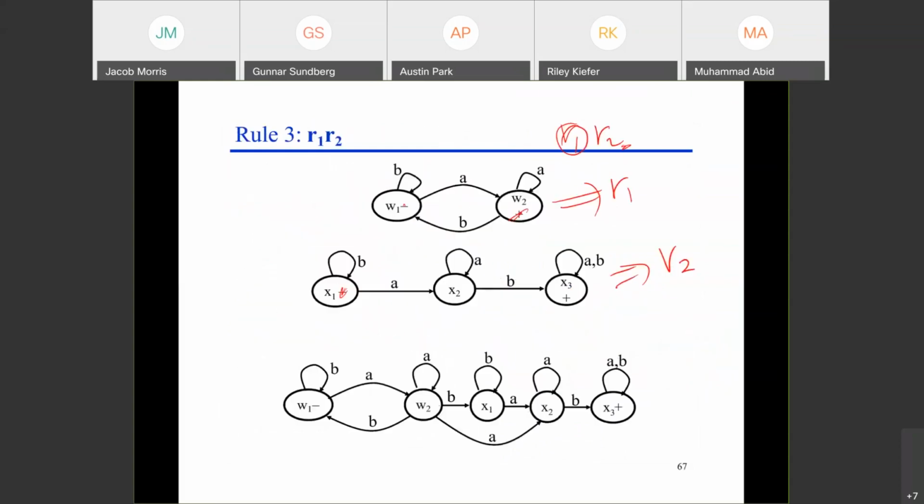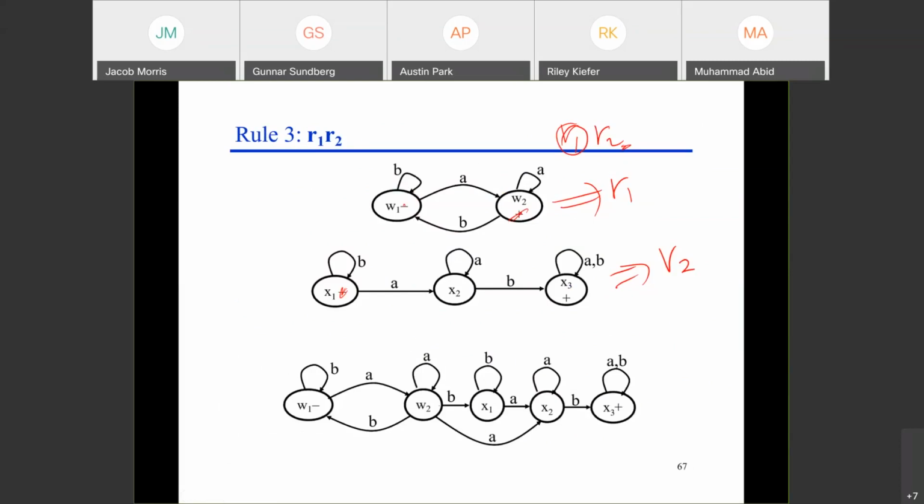So guys, questions. I finished this chapter. If you have any questions, please ask me now. I have a question, Professor. Yes, please. For rule 3, in the combined graph, I just don't understand how on W2 there's a path of A going to X2 from W2. Can you just explain that real quick?